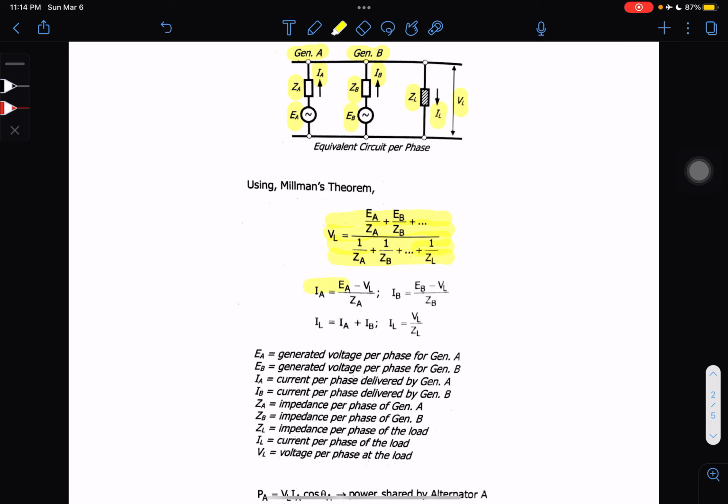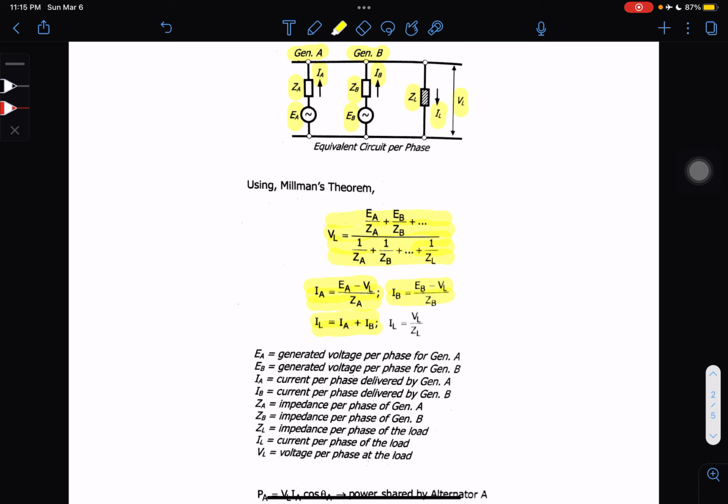In Millman's theorem, solving for our IA, or the current per phase delivered by generator A, we have EA minus VL divided by our impedance per phase. So same sa ato ang IB. So EB minus VL divided by ZB. And to solve for our current per phase of the load, so add ra nato, sum lang sa current sa generator A and generator B.